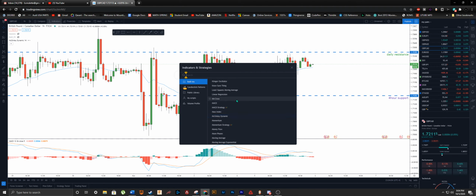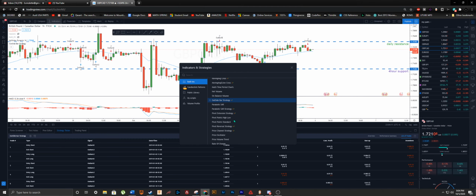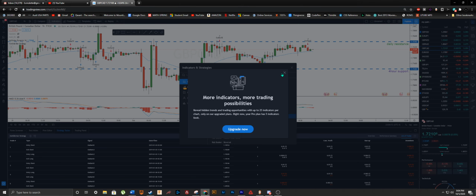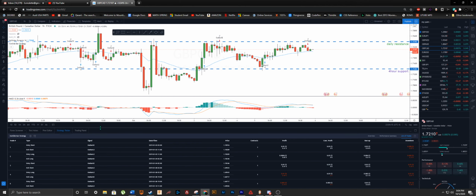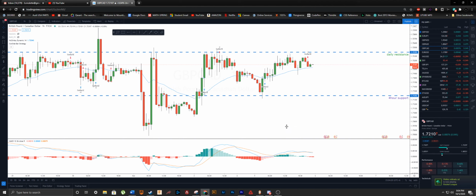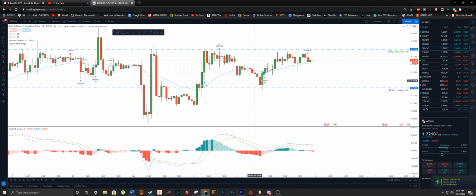You can do MACD, this. You've got your moving averages. RSI, I used the RSI pretty heavily when I first got on here. Just some random stuff. And you'll be using this as a confluence with your trading strategies.